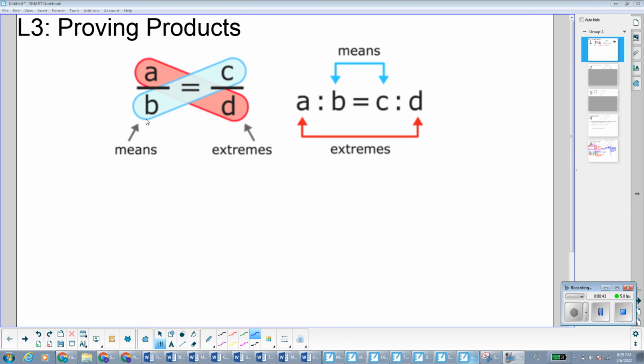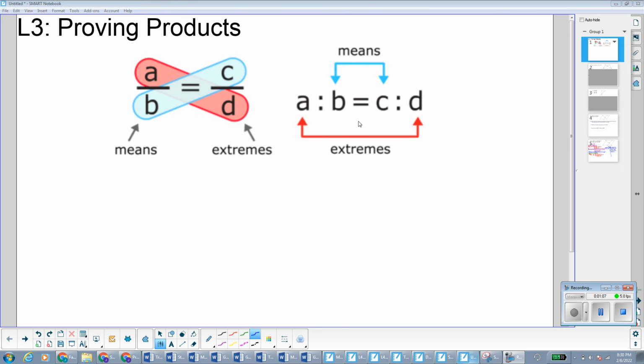The terms in a proportion that are in the position of C and B are called the means. The terms in a proportion that are in the position of A and D are called the extremes. Once again, these are just the names for the terms in a proportion that are in these positions.